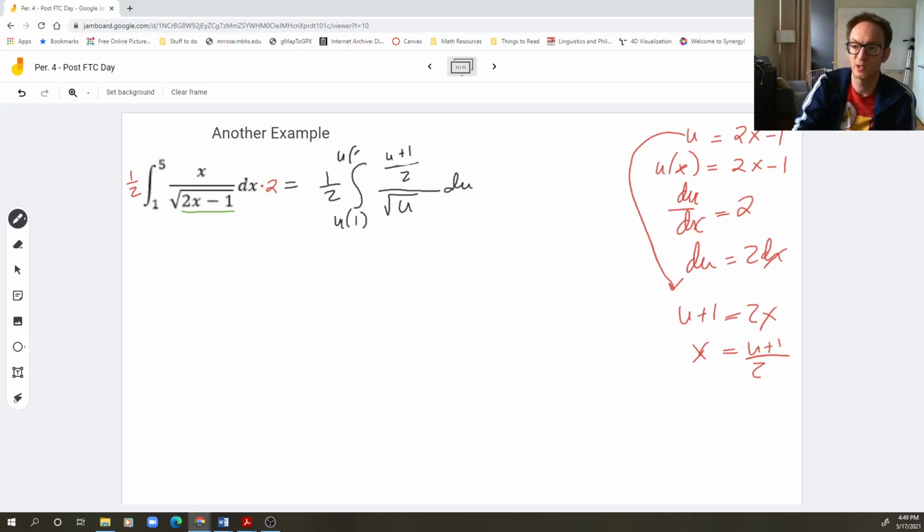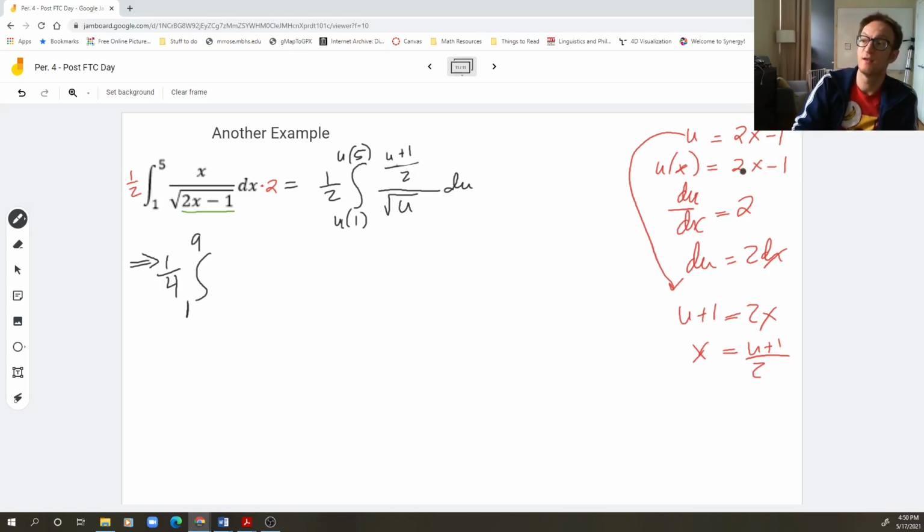So that becomes u of 1 and u of 5. Okay, and so continuing on with this problem, what do I get? This looks a little bit ugly, but it can be simplified. The 1/2 can come out, and I get 1/4 the integral from, what is u of 1? Well, if you plug 1 into the u function, you get 1. And if you plug 5 into the u function, you get 9.